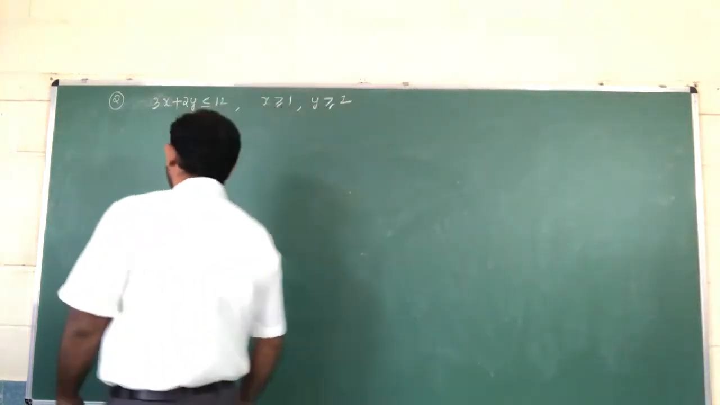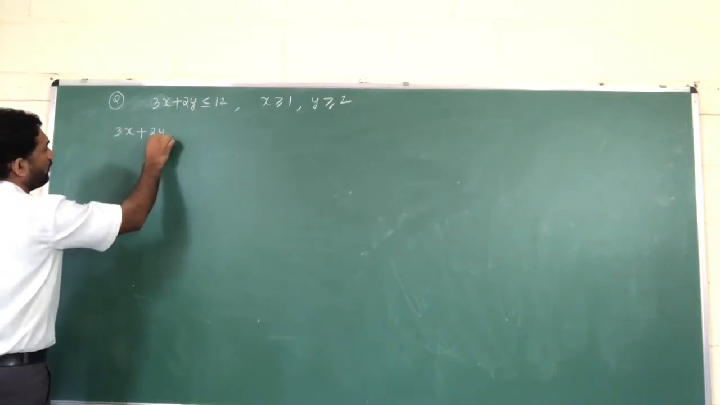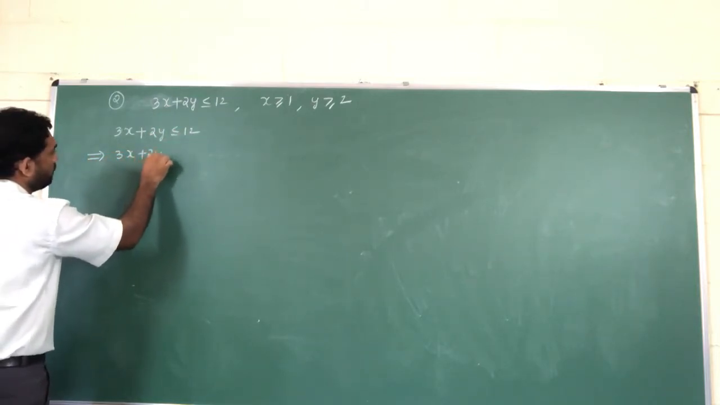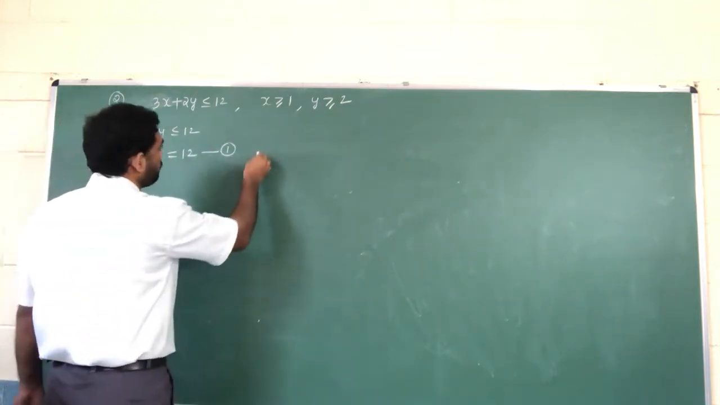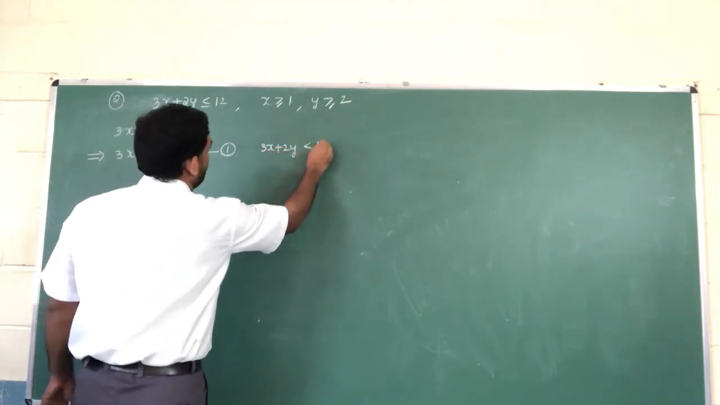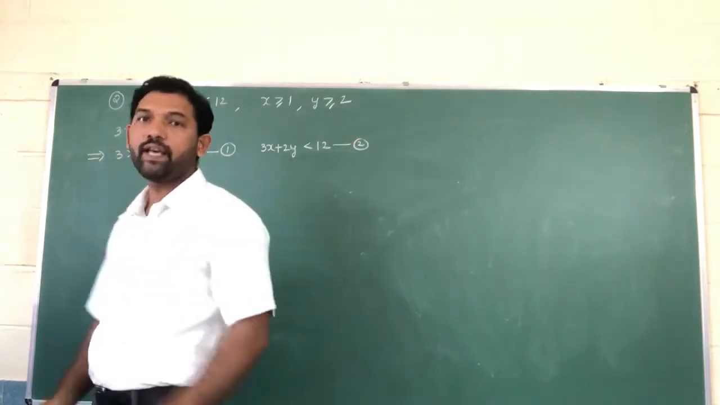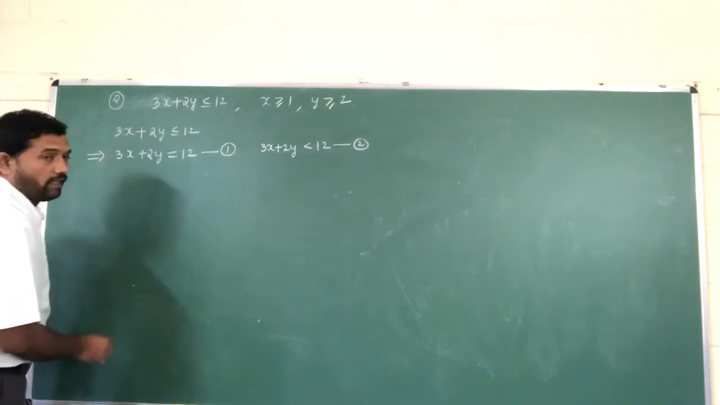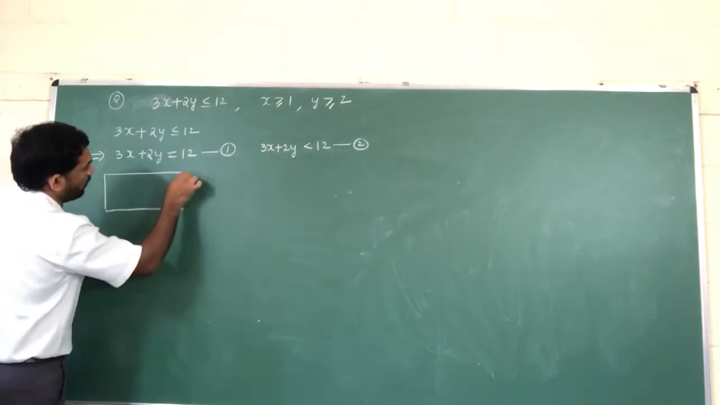Listen how. So the first one I consider: 3x plus 2y less than or equal to 12 implies 3x plus 2y equals 12. This is equation number 1. Next, 3x plus 2y less than 12. This is equation number 2. So you have to separate like this. Here you take a box for equation number 1.